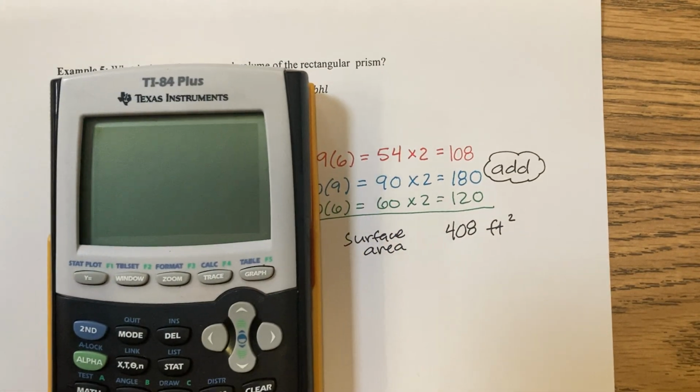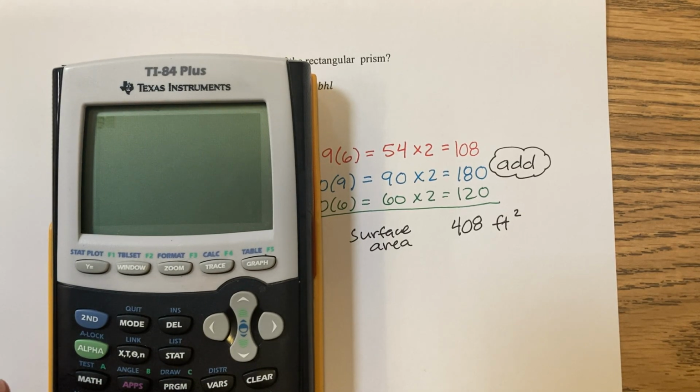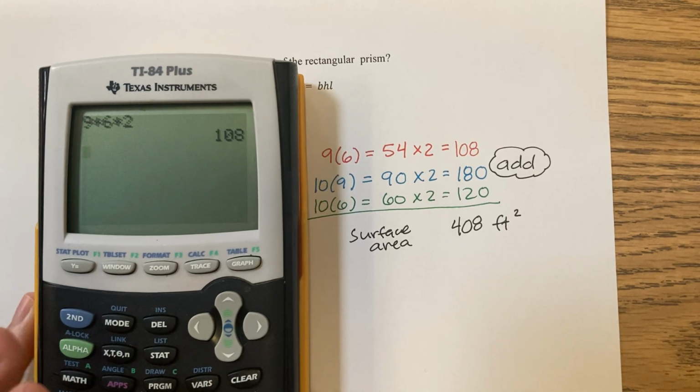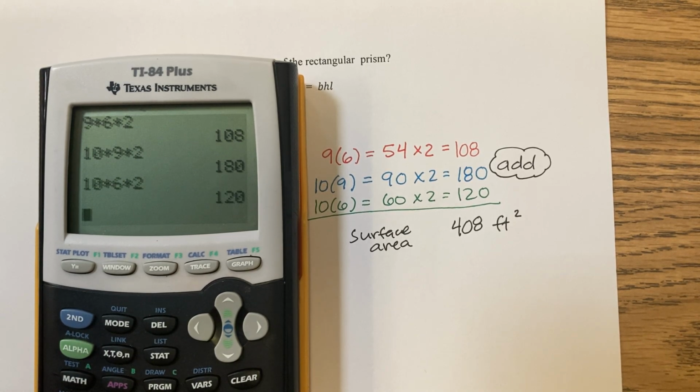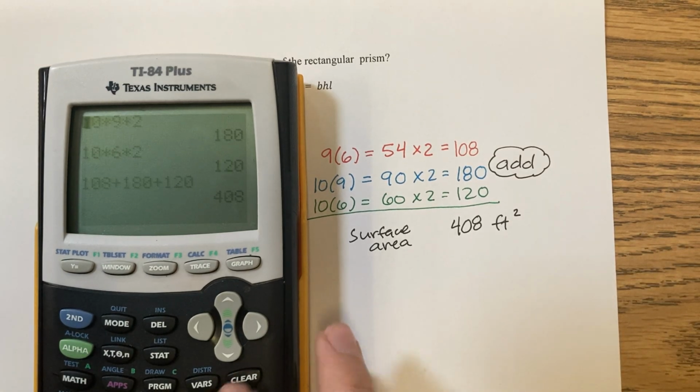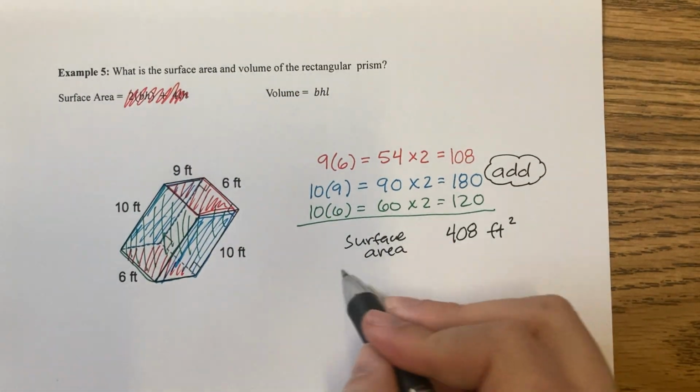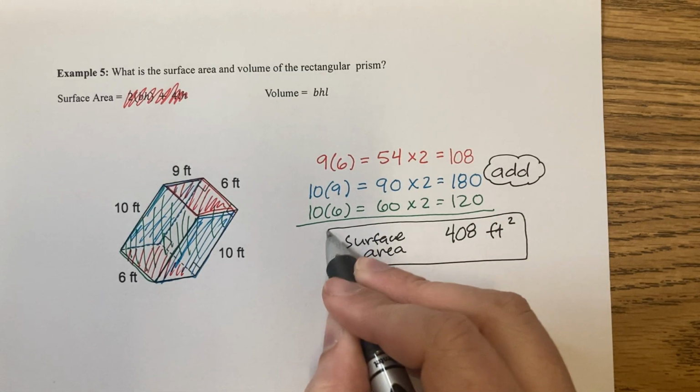So just a shortcut, you could do 9 times 6 times 2 for the 2 pieces. Then I had 10 times 9 times 2, because there were 2 of them. 10 times 6 times 2. Then I would go 108 plus 180 plus 120, because I can see them on my screen, is 408 is the total surface area.